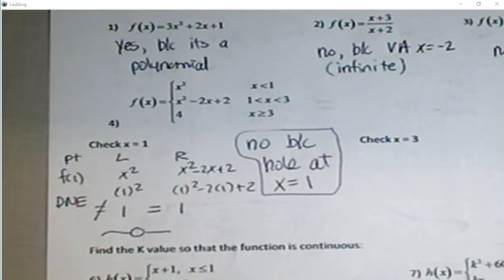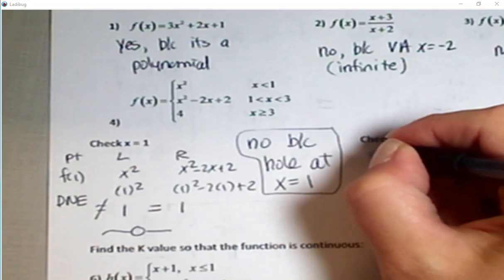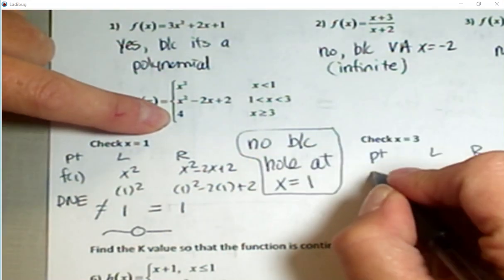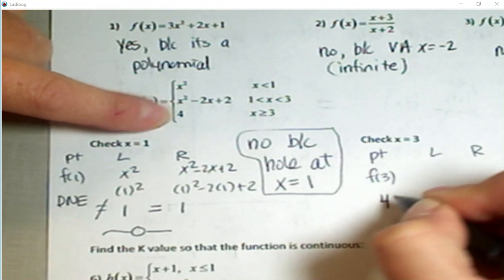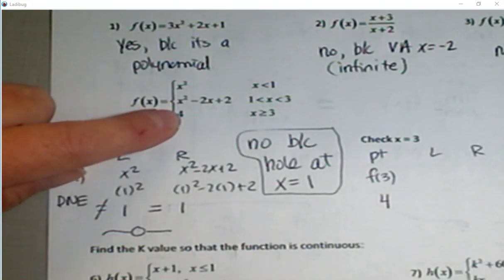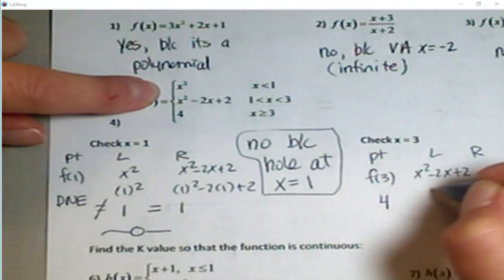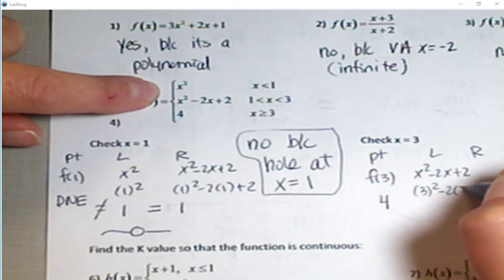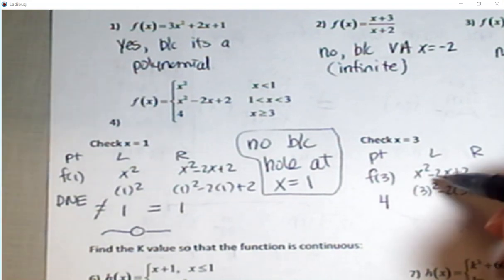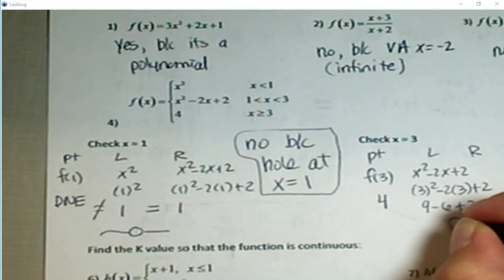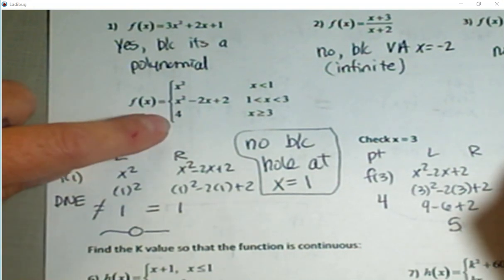But in this piecewise definition, you have to check each of the places where the function is changing. So now I have to check 3. So I've got to check point, left, and right. Okay, so at 3, the point is 4, right? Because that's where it's included. The left is the x squared minus 2x plus 2. Okay, so 9 minus 6 is 3, plus 2 is 5. And the right is 4.